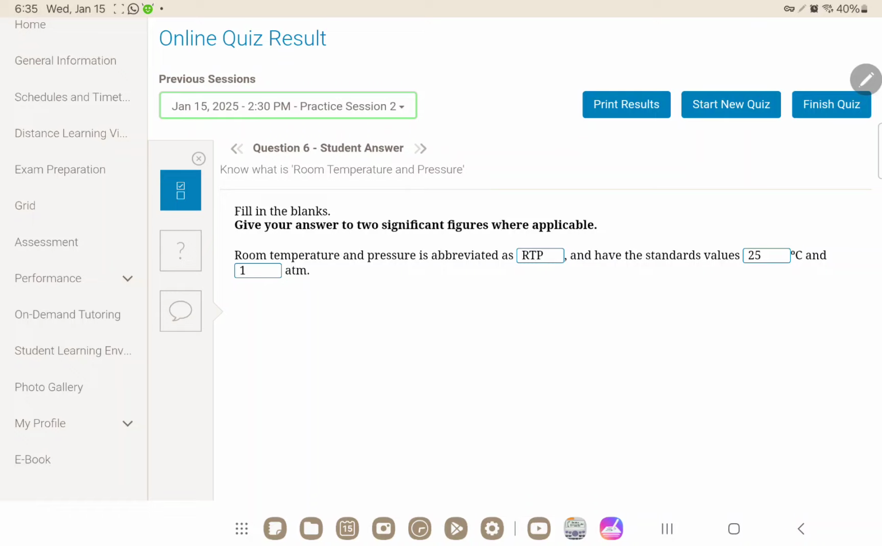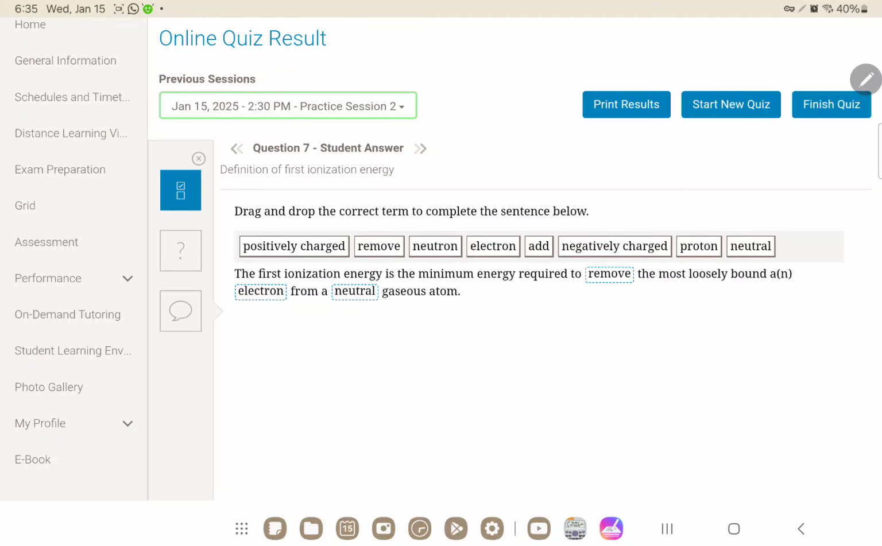Okay, this is memorization. Room temperature and pressure, just take the first 3 letters, RTP, abbreviated as standard values of 25 degrees Celsius and 1 atmosphere. It's always 1 atmosphere, and the temperature differs. STP it's 0 if I'm not wrong, RTP is 25. Again, another memorizing question. The first ionization energy is the minimum energy required to remove the most loosely bound electron, because you can't remove protons or neutrons. And when you remove this electron, you're going to form a neutral gaseous atom.